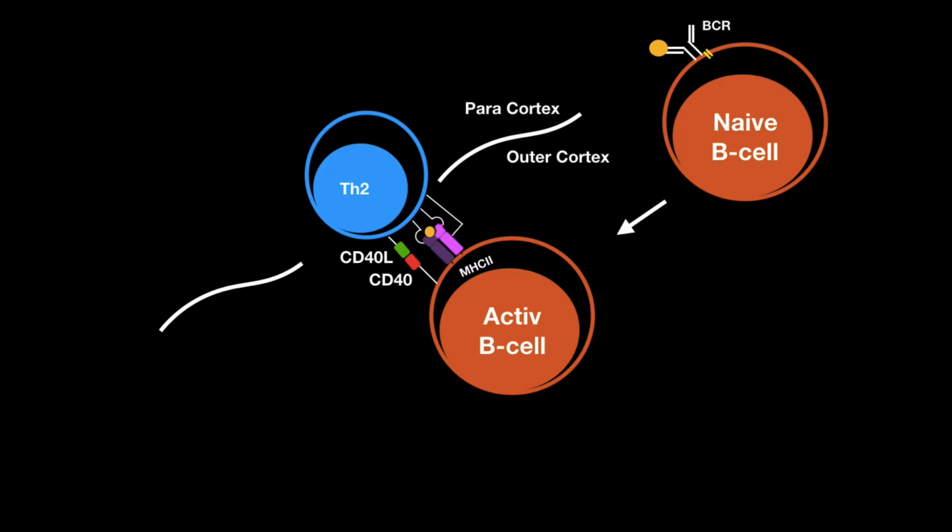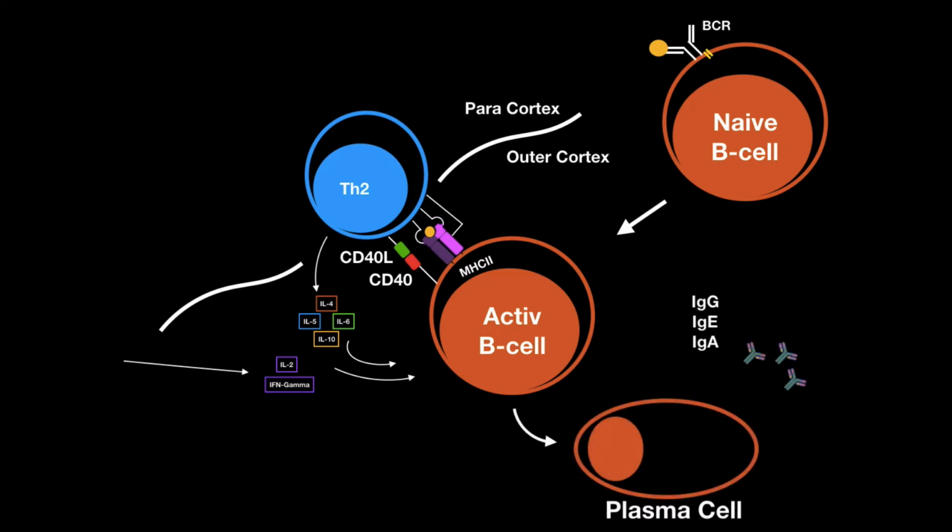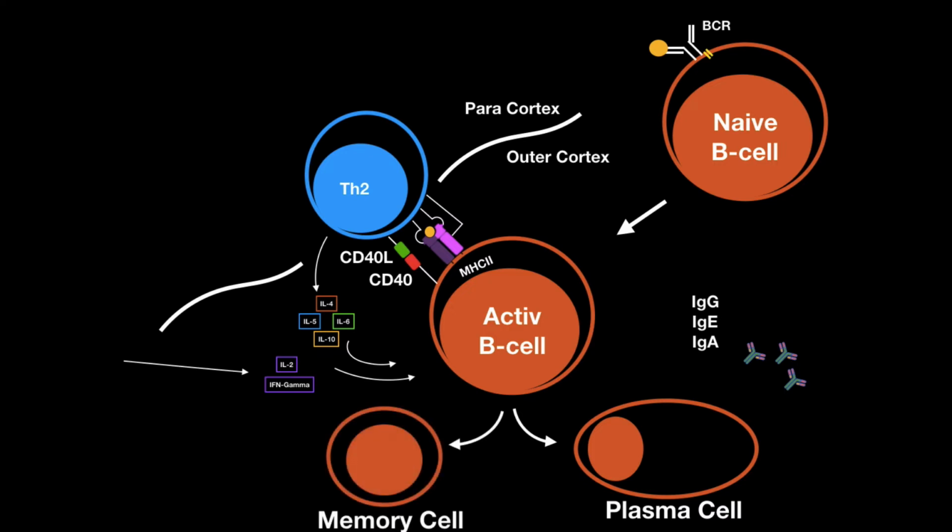And the T helper cell can release interleukin 4, interleukin 5, interleukin 6, and interleukin 10, or even receive interleukin 2 or interferon gamma from Th1 cell to differentiate into a plasma cell that secretes antibodies and into memory cells. Now, keep in mind that it doesn't receive all of those interleukins together. It actually receives a specific interleukin according to what antibodies we need.